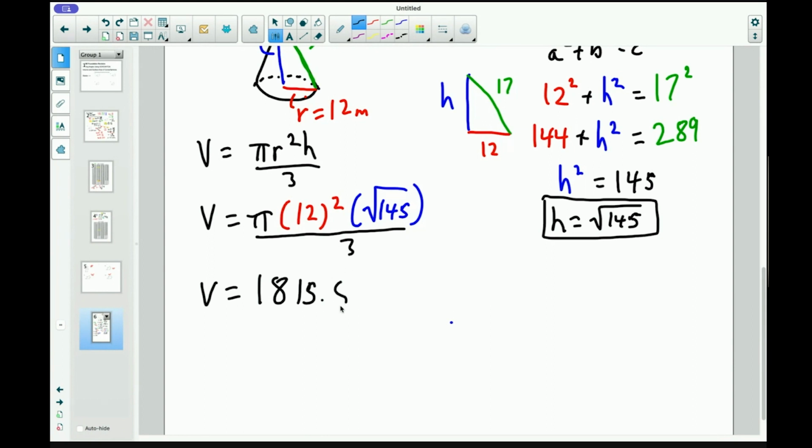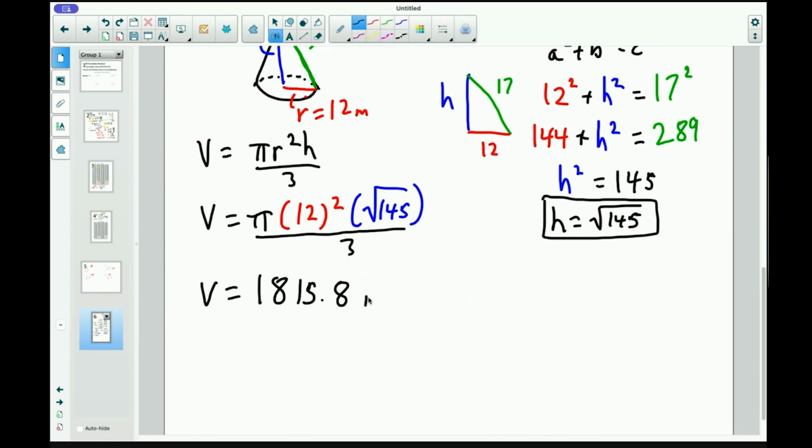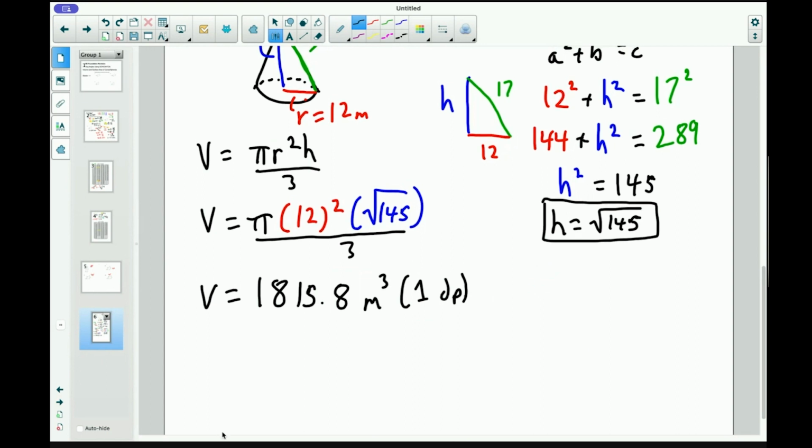I'll just say to the nearest 1 decimal place. And this is going to be, because I'm using meters, let me make some room for myself. This is going to be meters cubed. Okay, meters cubed, and this is to 1 decimal place. Okay. Are you feeling okay about this type of question?